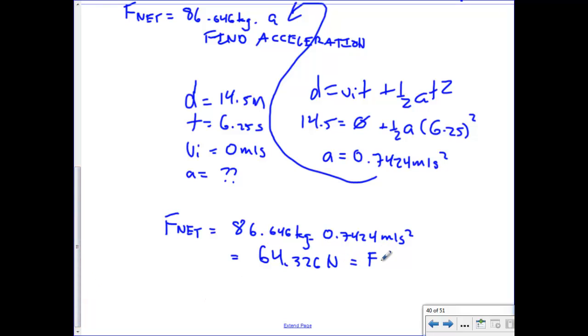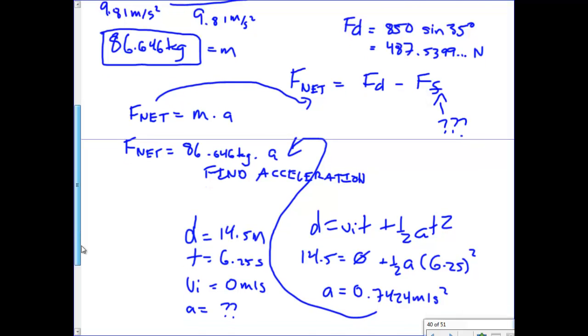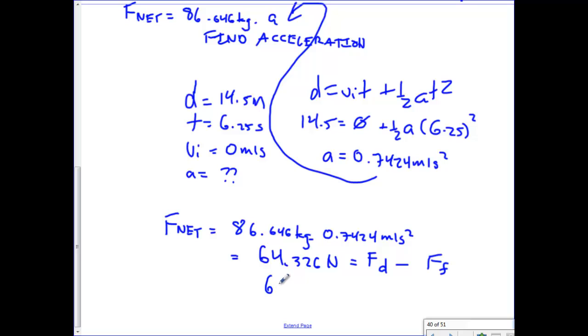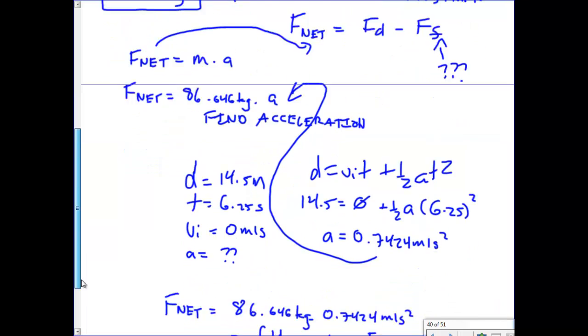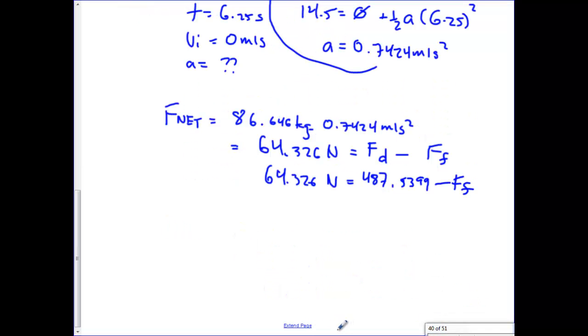Okay, so then I would say that that is now equal to your FD minus FF. What was FD? 487? That probably works best. Yeah, so your 64.326 newtons equals, what was this guy? I just forgot it already. 487.5399 minus FF.